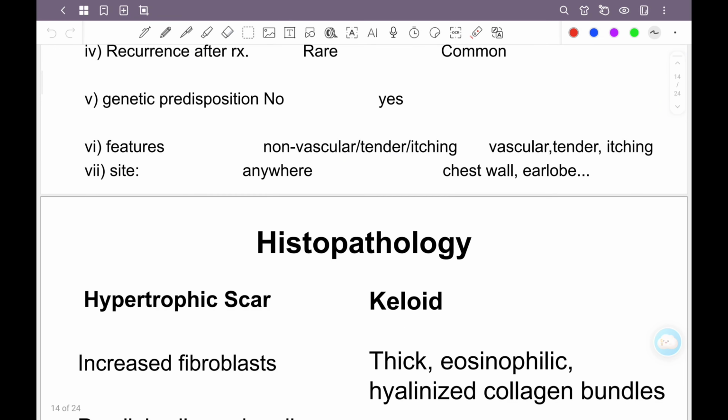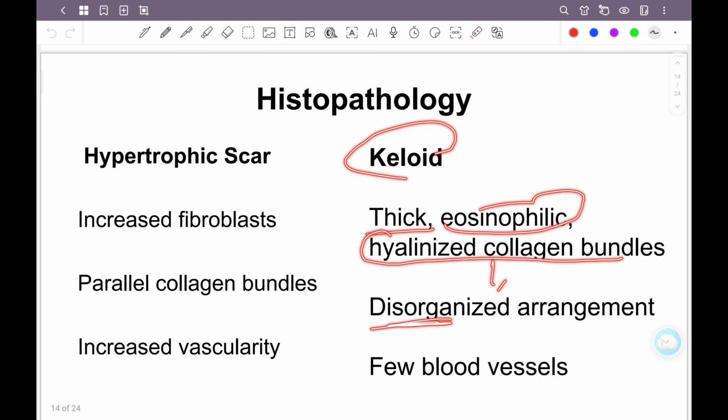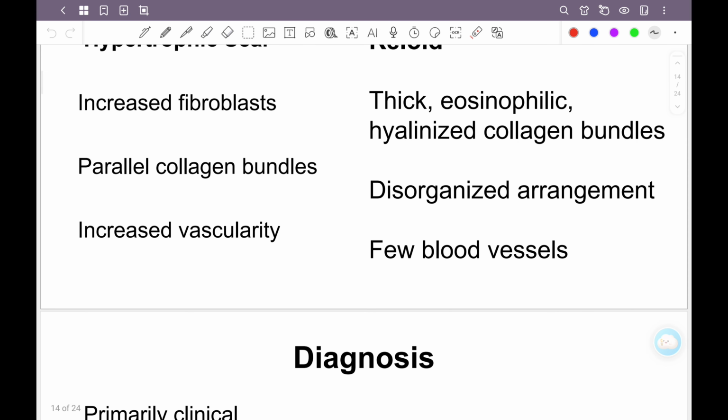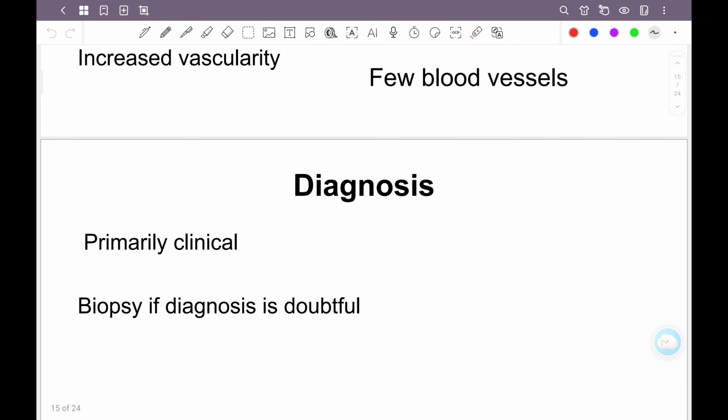In histopathology of hypertrophic scar, there are increased fibroblasts, and it shows parallel collagen fibers in organized bundles with increased vascularity. But in case of keloid, there are thick eosinophilic hyalinized collagen bundles showing disorganized arrangement, with few blood vessels. Diagnosis is mainly clinical, and biopsy is rarely needed unless the diagnosis is doubtful. So what is the treatment?